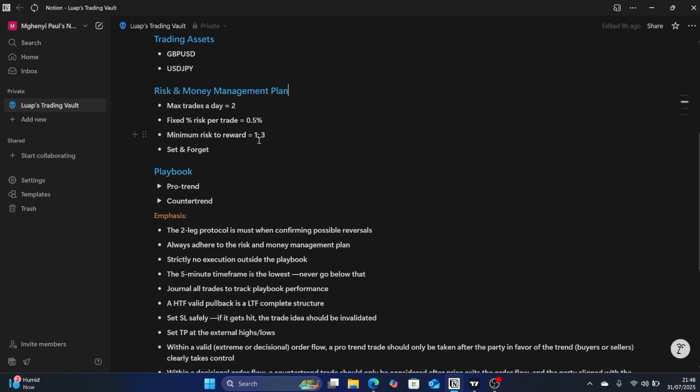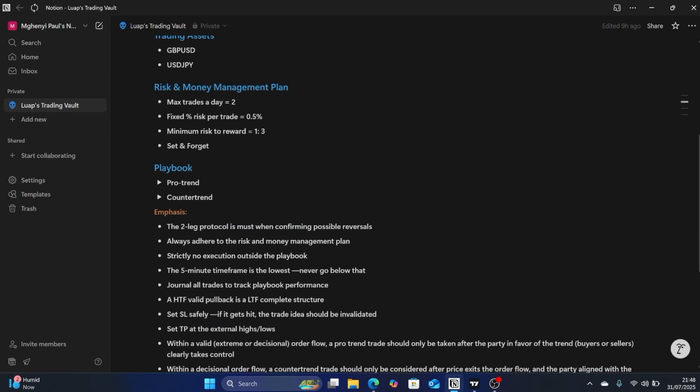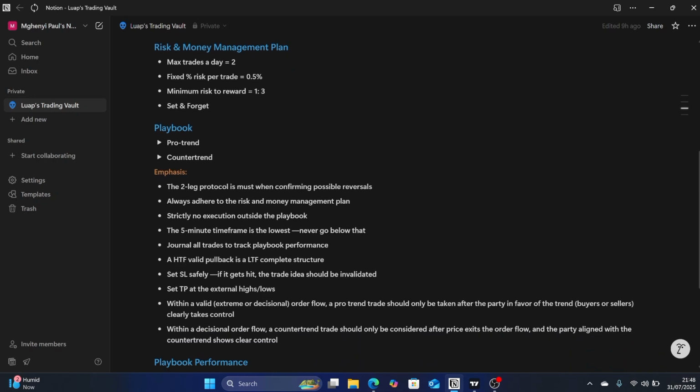You can use 1:2, it's not bad. Or 1:2.5 as your minimum, meaning any trade that gives you a risk to reward less than your minimum, you should not take that trade. Like I said here, a restricted trader is a profitable trader. You should have restrictions on your trading if you want to be profitable, and on everything else that is in your trading plan.